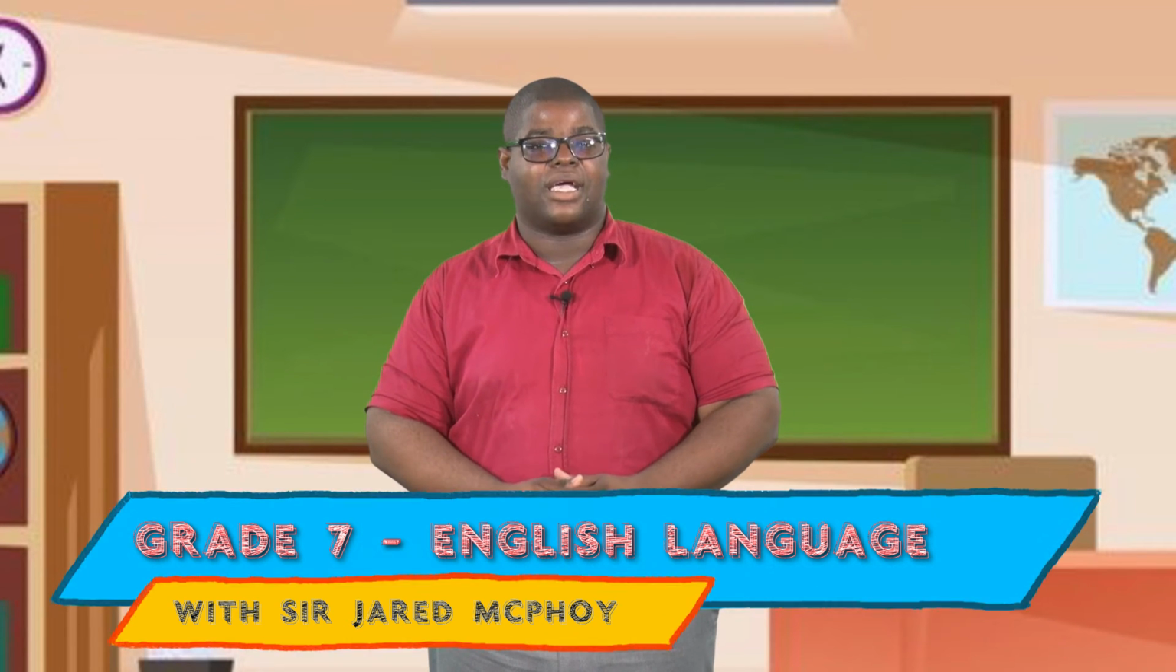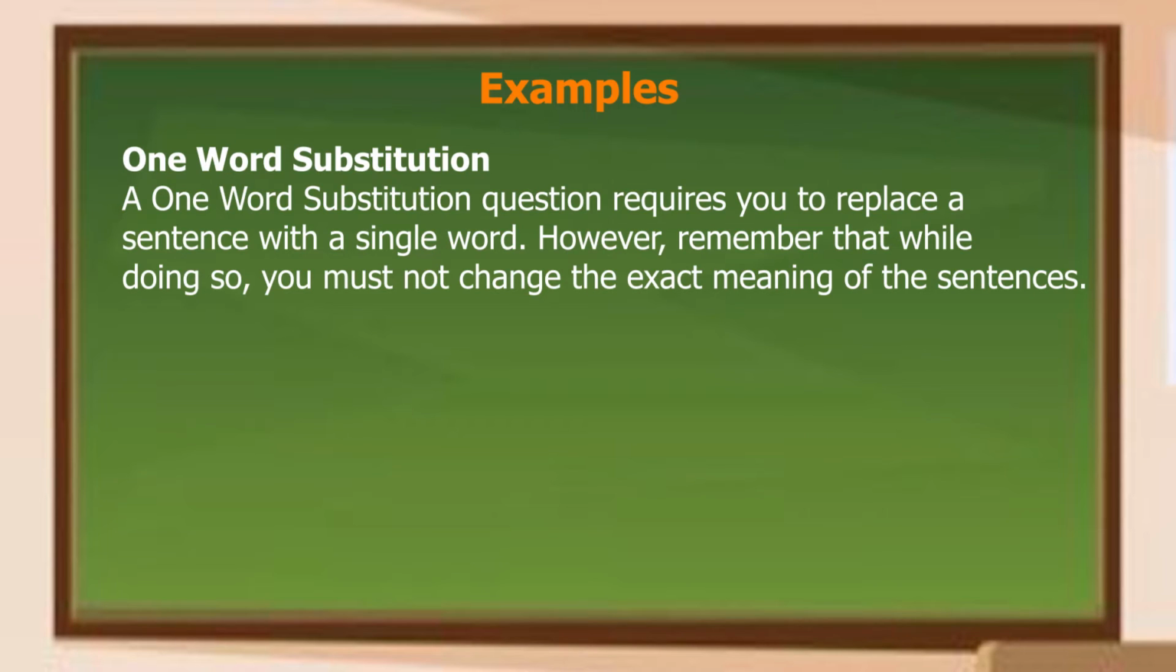Now let's look at a few examples. One-word substitution. A one-word substitution question requires you to replace a sentence with a single word. However, remember that while doing so, you must not change the exact meaning of the sentences. For example, something easily broken. What is one word we can use to represent something that is easily broken? We can use the word fragile.